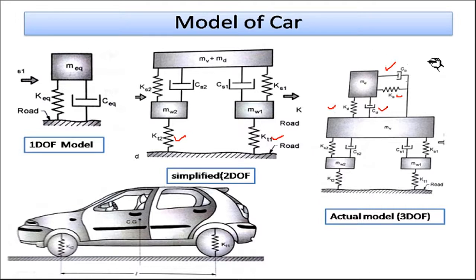In this way you can provide the detailed model of this system, which we can call a 3 degree of freedom model, because you are considering 3 different motions of these masses. Or maybe more complex systems are possible if you include more components and their interrelationships. So this is about the model of a car.